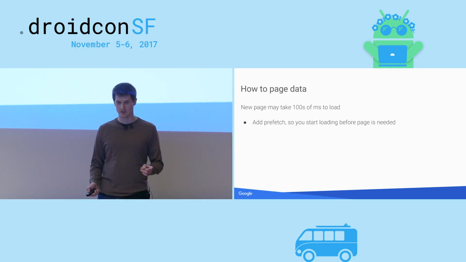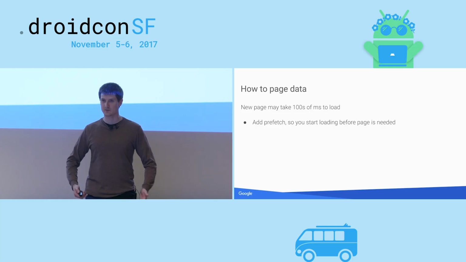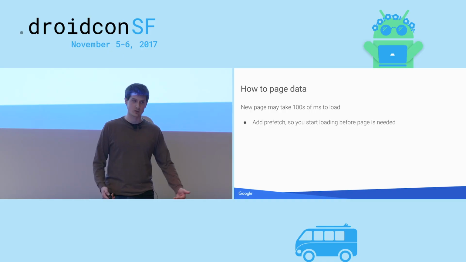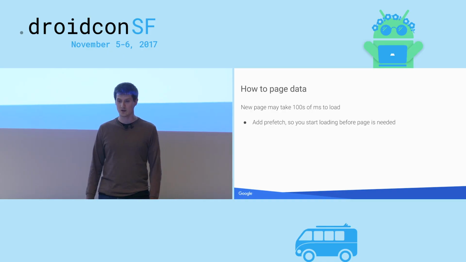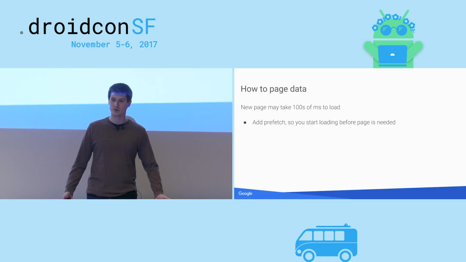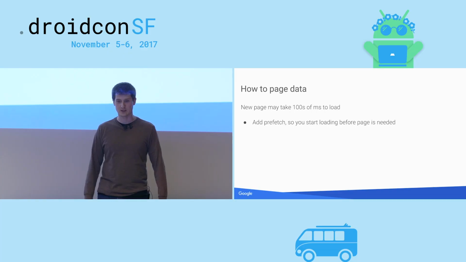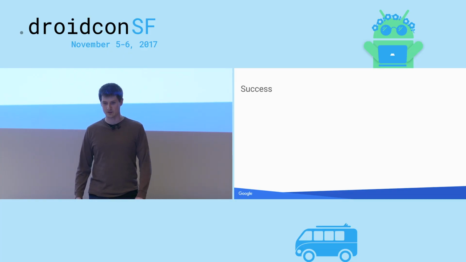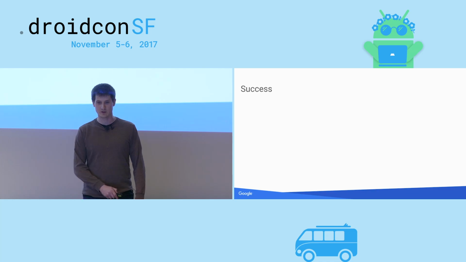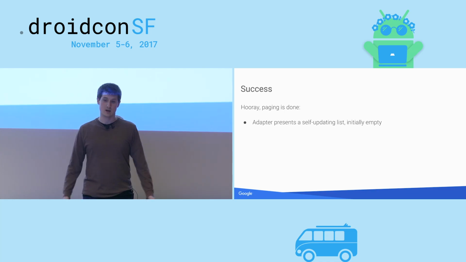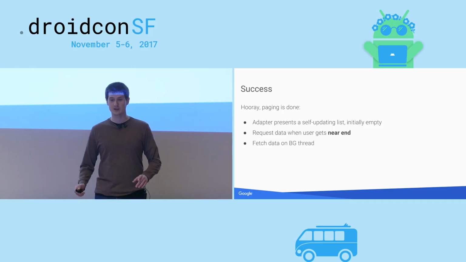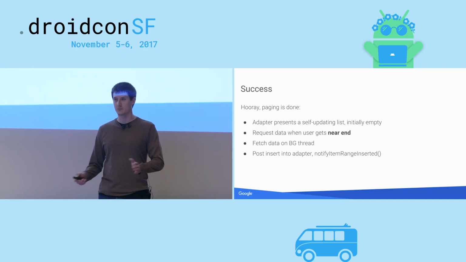Well, the first thing that you'll encounter that a lot of simple paging systems get wrong is that new pages can take hundreds of milliseconds to load, especially if they're coming from the network, and you don't want the user to have to wait for that content. So you want to add prefetch and start loading before the page is needed. So okay, now we can call this a success. We've got the general architecture description for this: the same adapter presents the list, request data when the user gets near the end, fetch data on a background thread, post to the adapter.